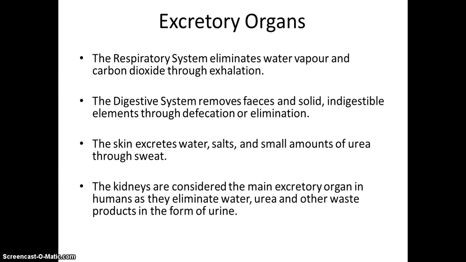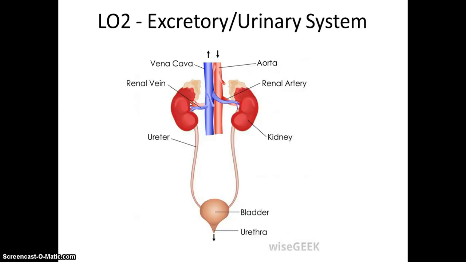So what I wanted to focus on for the rest of this video are the kidneys, and essentially the urinary system. The kidneys are considered to be our main excretory organ, and they help us to eliminate water, urea and other waste products in the form of urine. The urinary system itself looks like the following. We know the vena cava and aorta from the cardiovascular system: the aorta being the major artery of the body, and the vena cava being the major vein of the body.